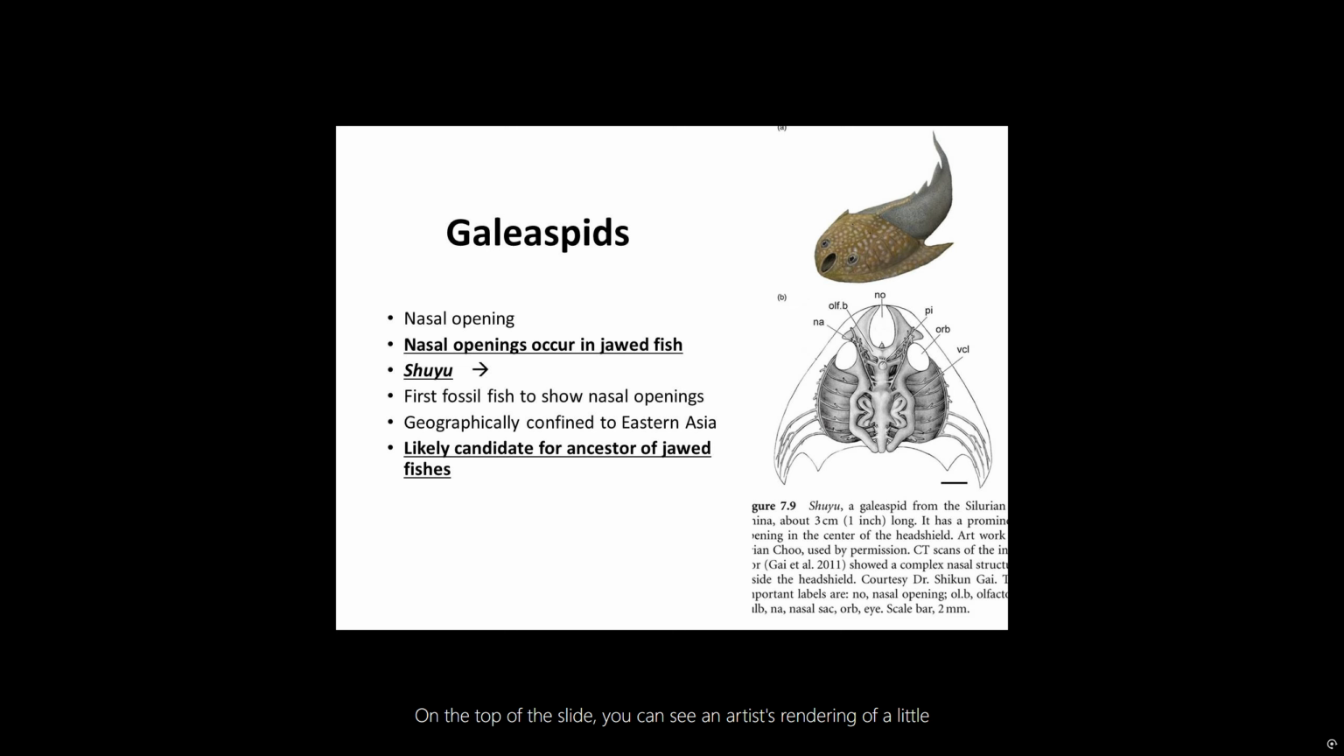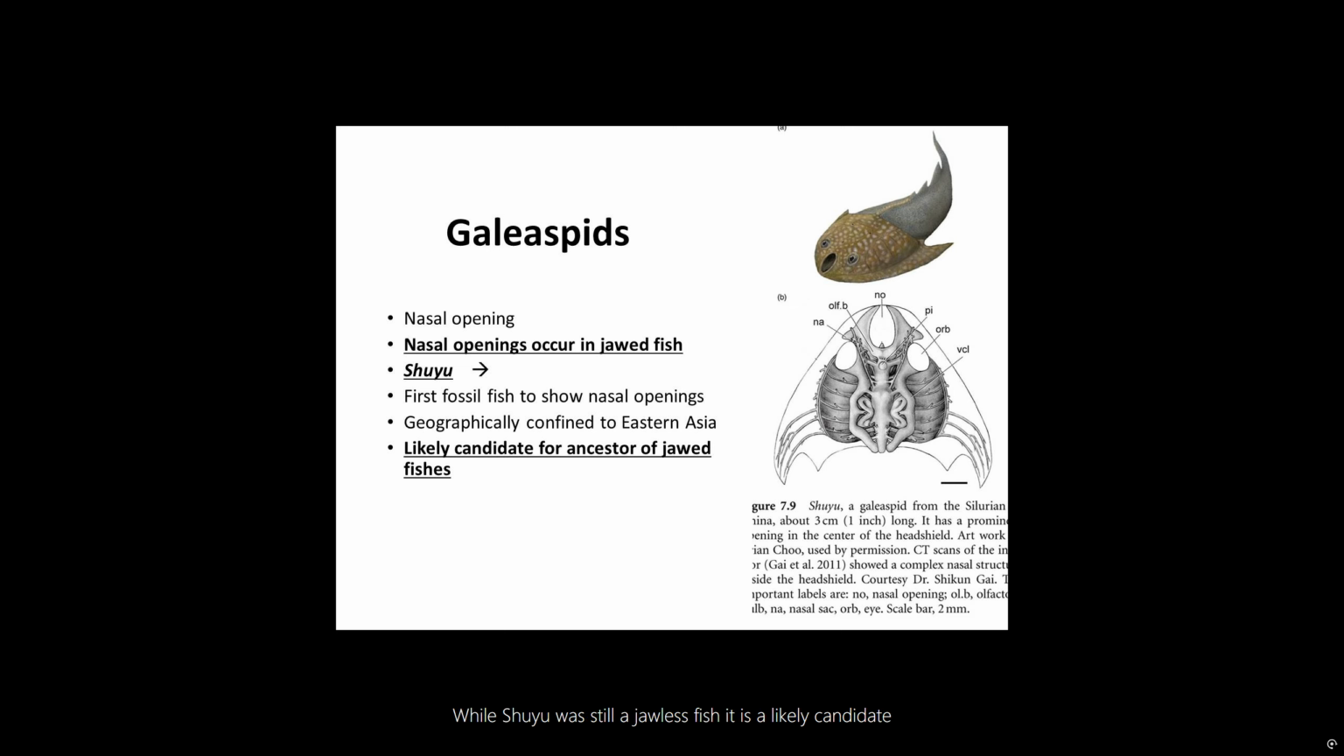On the top of this slide, you can see an artist's rendering of a little fish called Shuyu. Shuyu was a galeaspid from the Silurian of China. Below, you can see a diagram of a large single nasal opening. Why is this important? Well, nasal openings occur in jawed fish.